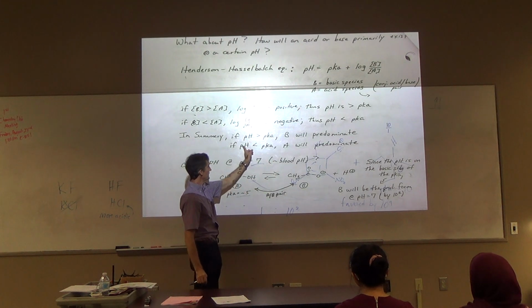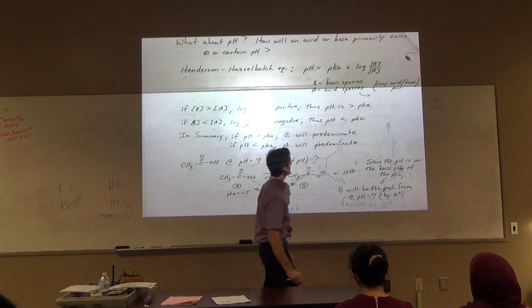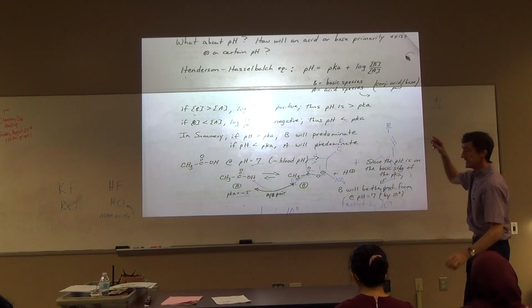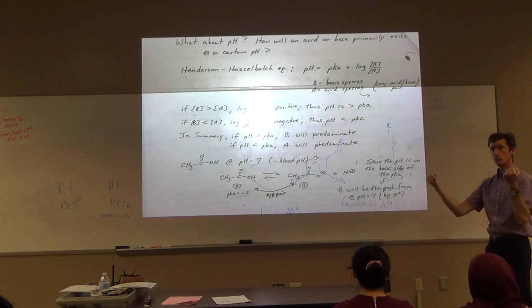B predominates. That's what the summary told us. Okay, you need to look at this. Let me ask you, what if B and A were equal? 50-50, 1 to 1.